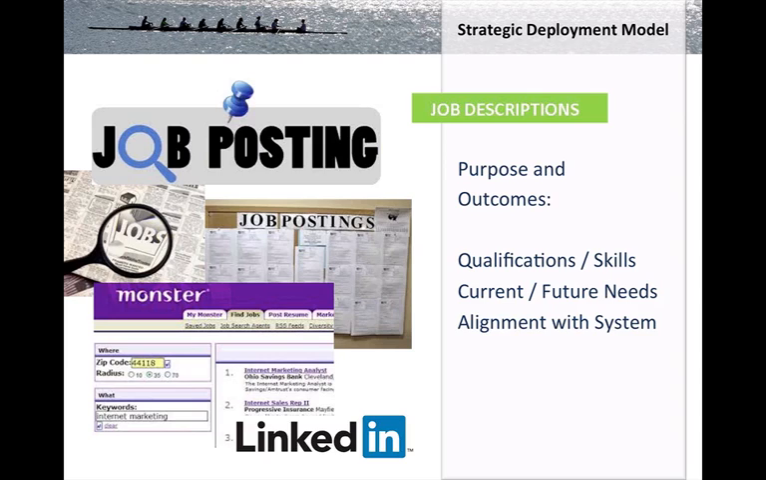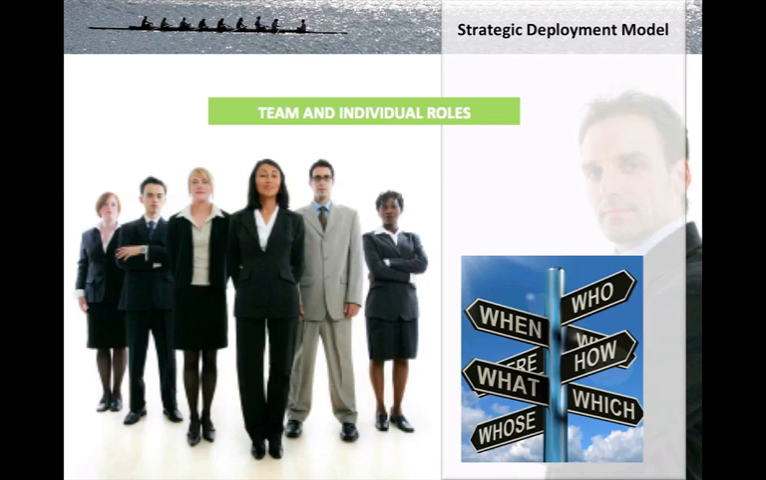It is important to note here that job descriptions should take into consideration the current needs of the business as well as future needs. After SMART goals for the teams have been established, team and individual roles can be crafted and aligned with the rest of the system. At this point, the knowledge and skills required to accomplish the necessary tasks.